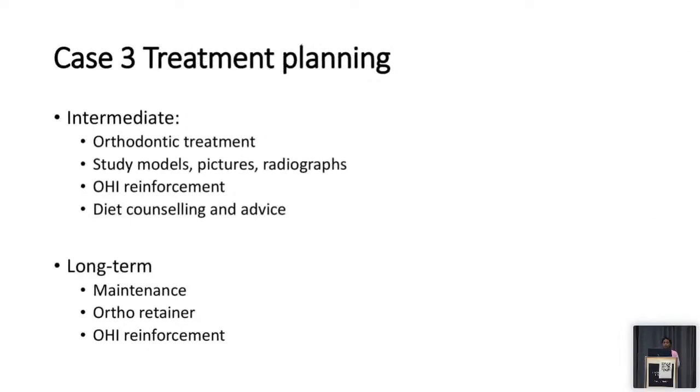Intermediately, obviously, we need to counsel on the diet and oral hygiene instructions continuously, because you don't want to end up with a beautiful class one, but all the teeth have caries now. So you keep on repeating yourself like a broken record. Long-term maintenance: ortho retainers, oral hygiene instruction reinforcement, and maintenance. You don't want the relapse. So you make sure that the compliance and motivation of the patient is still in place, even if it's 18 months later, so that they wear their retainers to keep the teeth in place.